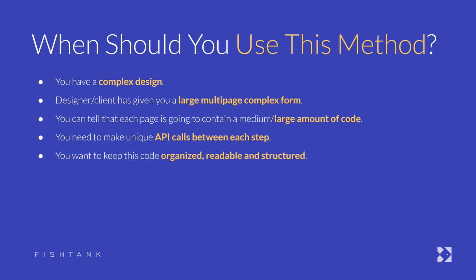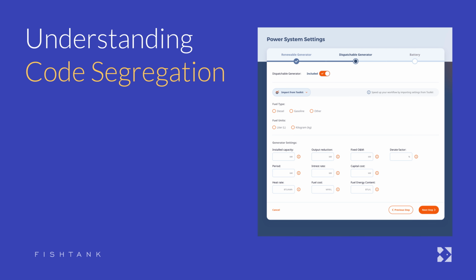Or when you can tell that each page is going to contain a medium to large amount of code, right? So you've got all these different steps of the form, and you can tell that step 1 is going to have a lot of code, step 2 is going to have a lot of code. Another scenario is when you need to make a lot of unique API calls between each step, right? If you're making multiple different API calls, this is a great method to use. And if you want to keep the code organized, readable, and structured, then this is also another great time to use this method.